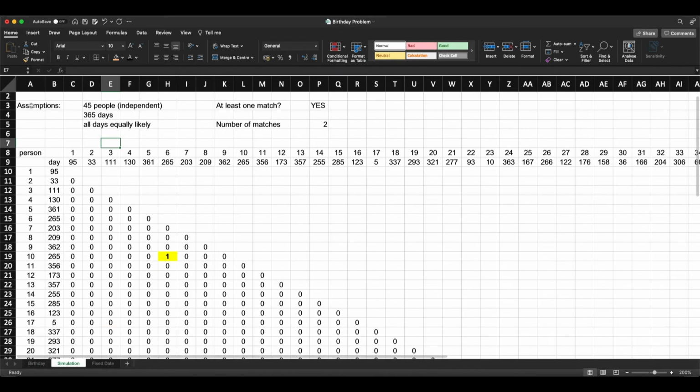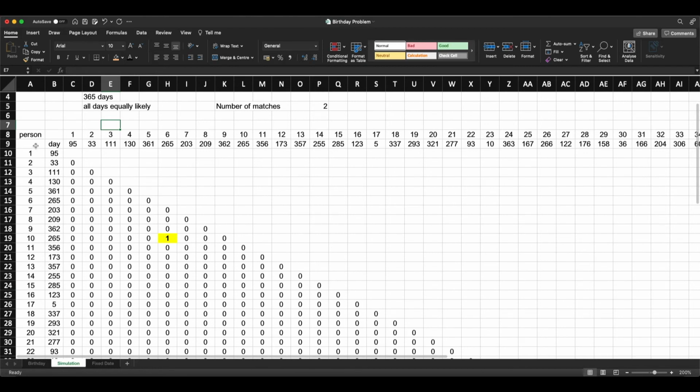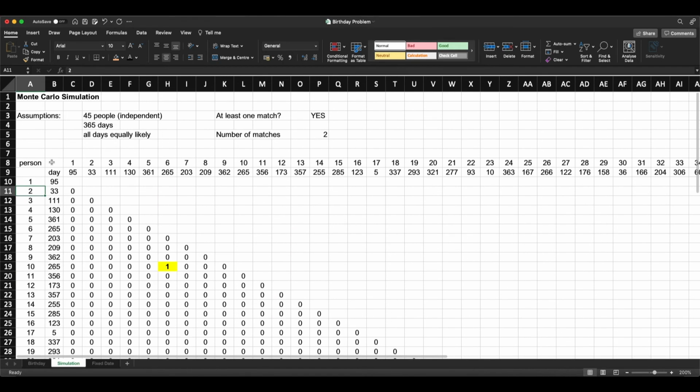Here we just have a Monte Carlo simulation. We have assumptions as well. We have 45 people who are independent of each other. We have 365 days and all days are equally likely. Here we have person 1, 2, 3 until 45, and on this axis we also have the same. Then the day is a random number between 1 and 365, so these cells are always a random number.